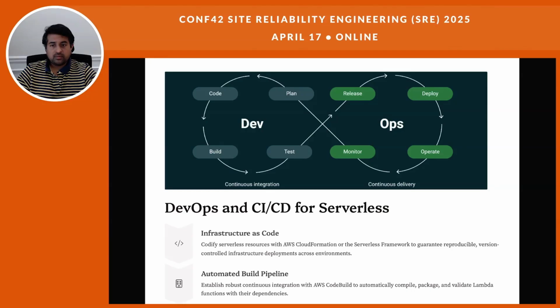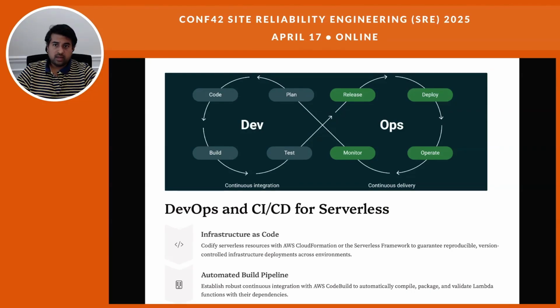Let's take a look at DevOps, CI, continuous integration and continuous delivery for serverless. Serverless architectures require a sophisticated DevOps approach that fundamentally embraces infrastructure as code principles and fully automated deployment pipelines. AWS CodePipeline seamlessly integrates with Lambda to enable comprehensive continuous delivery workflows that deploy functions, API configurations, and database schema changes as a unified atomic unit. Studies show that organizations adopting mature serverless DevOps practices see a 40 to 50% reduction in deployment-related errors.